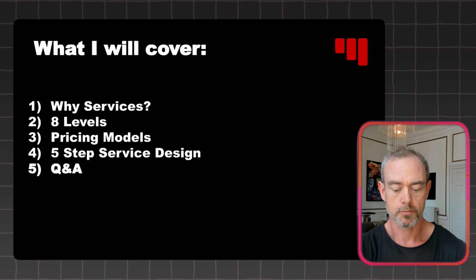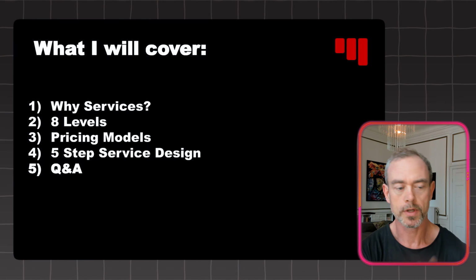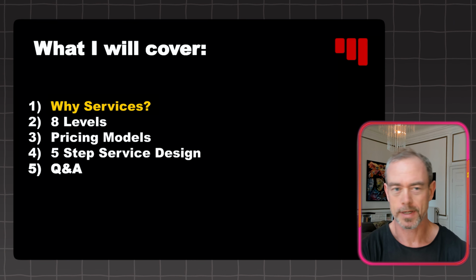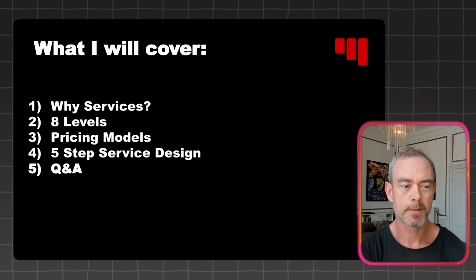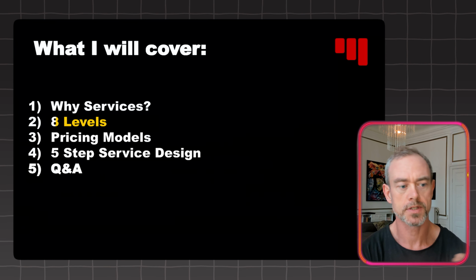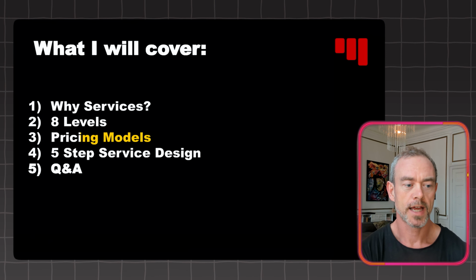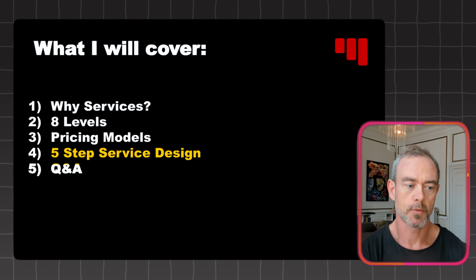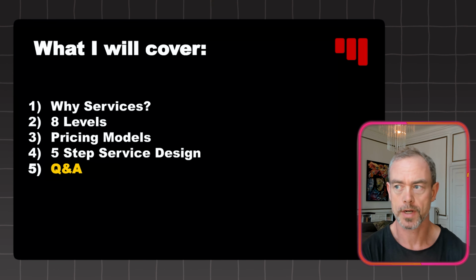For the presentation part of the webinar today, I have 4 steps that I want to go through. The first one is why services, and it could almost be called in defense of services, because I think services are underrated. Then I'll speak about 8 levels of services, so different types of monetization models for services. I'll talk about pricing models, give some examples there. And then I have a 5-step service design process that I use for my clients. And then we'll have the Q&A.